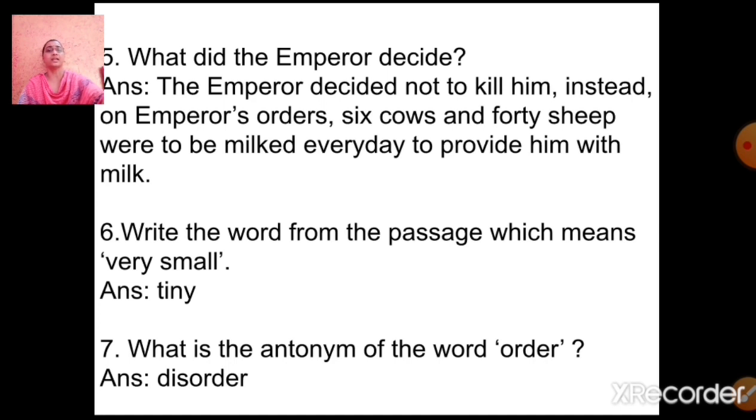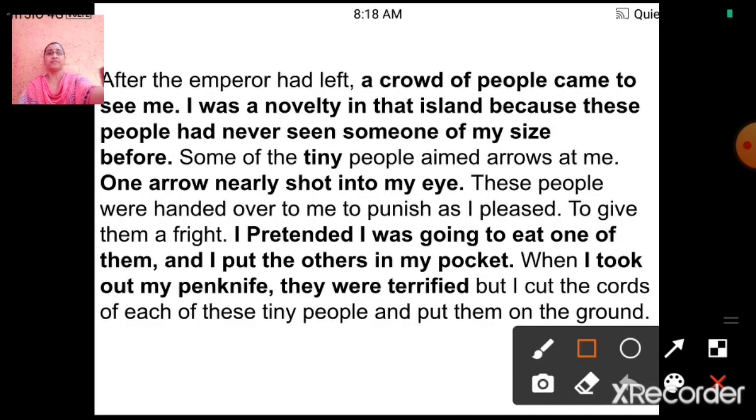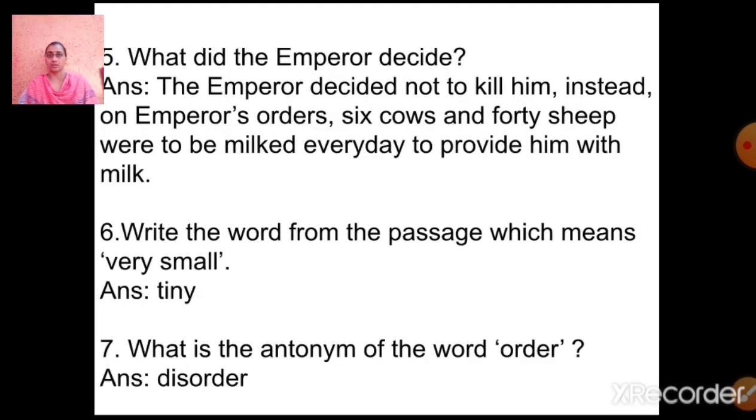Then, the next is, write the words from the passage which means very small. Now, to find the answer for very small, again we will read the passage and we will find the answer somewhere here, that is tiny. Now, the next question is, what is the antonym of the word order? The answer is disorder. Now students, with this we have completed unseen passage.